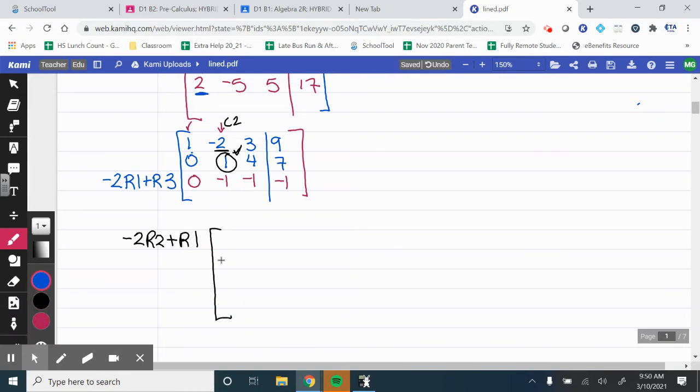So I'm going to keep that in blue here. So 0, 1, 4, 7. Row 2 stays the same, and row 3 stays the same.